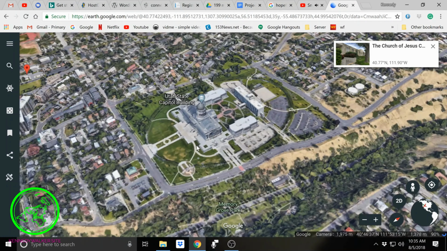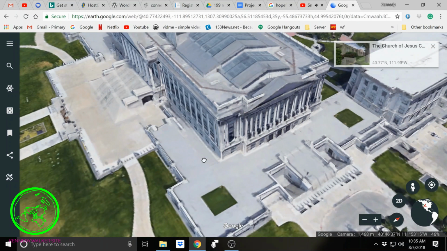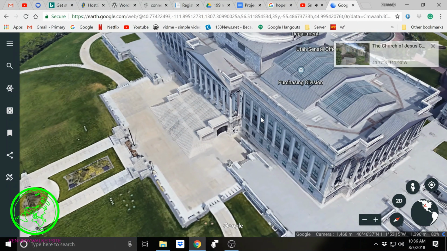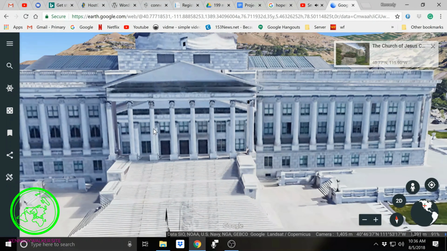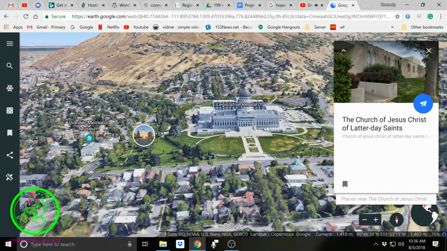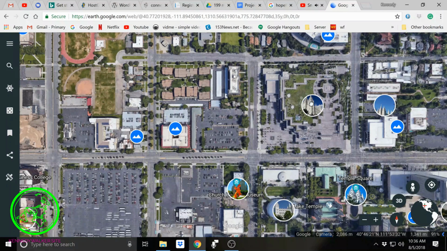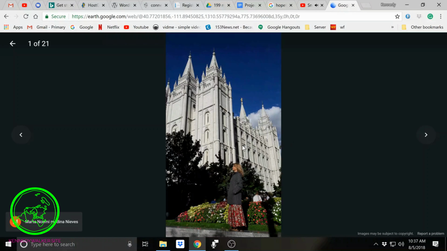Alright, so down the road, here's the Capitol building for Utah. Same type of 3D model. I don't know when this started, but apparently, I guess it's widespread now. So let's take a look at some pictures, see if we can find out what any of those symbols are.